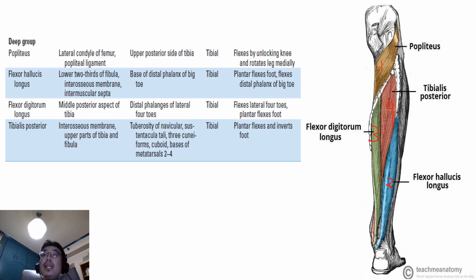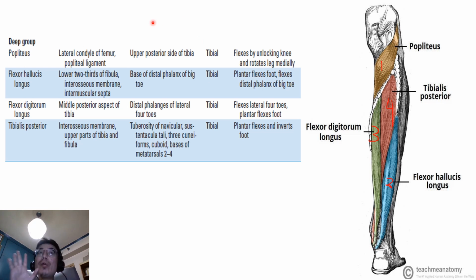Finally, we have the deep group of the posterior leg muscles. If the superficial group has three muscles to remember, the deep group has four. Starting with the popliteus muscle. The popliteus muscle originates from the lateral condyle of the femur and the popliteal ligament, while it inserts into the upper posterior side of the tibia. It is innervated by the tibial nerve.